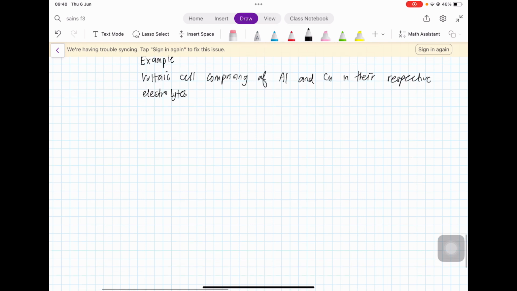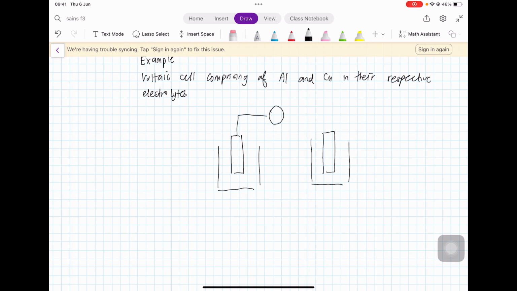Okay, so let's say we have tadi dia kata kita ada Al and kita ada copper, and they each have their own respective. Masing-masing ada mereka punya electrolyte masing-masing. And of course, we're going to need our salt bridge. Voltmeter and salt bridge. Okay, now.